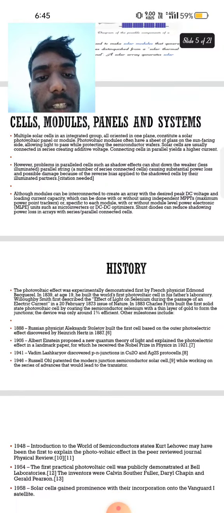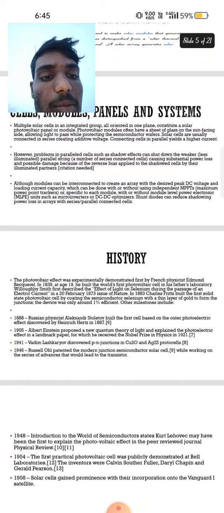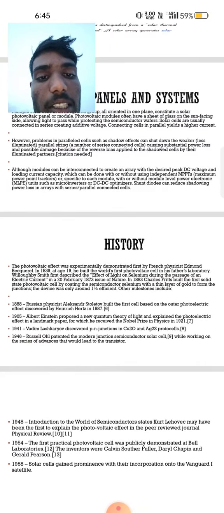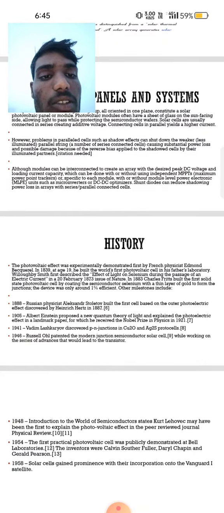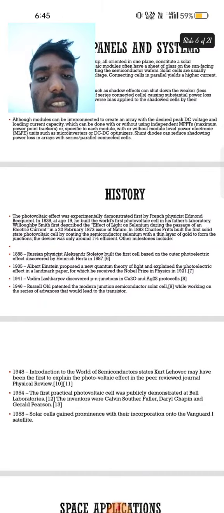All the modules can be interconnected to create an array with the desired peak DC voltage and loading current capacity, which can be done with or without using independent MPPTs, or specific to each module. With or without module level power electronic units such as microinverters or DC-DC optimizers, shunt diodes can reduce shadowing power loss in arrays with series or parallel connected cells.